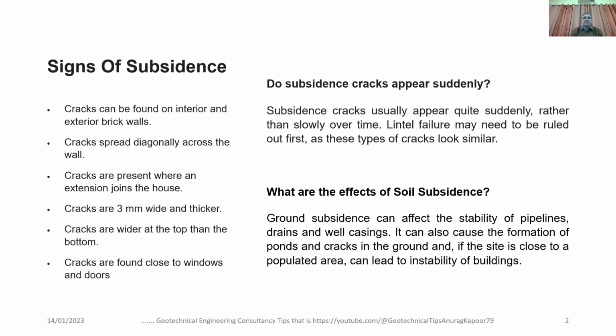Now, signs of subsidence. Cracks can be found on interior and exterior brick walls. Cracks spread diagonally across the wall, which I have already shown with the help of a few images in my previous video on Joshimath, the sinking town of Uttarakhand. Cracks are present where an extension joins the house, that is the junction of the walls. Cracks are usually 3 mm wide and thicker. Cracks are wider at the top than the bottom. Cracks are found close to windows and doors, which have also been depicted in my last lecture on Joshimath.